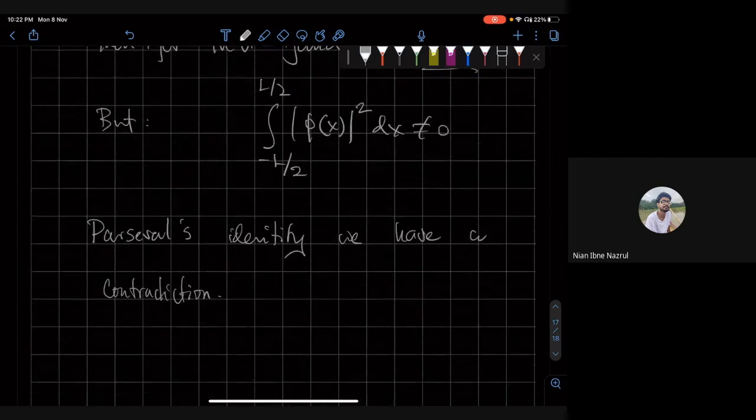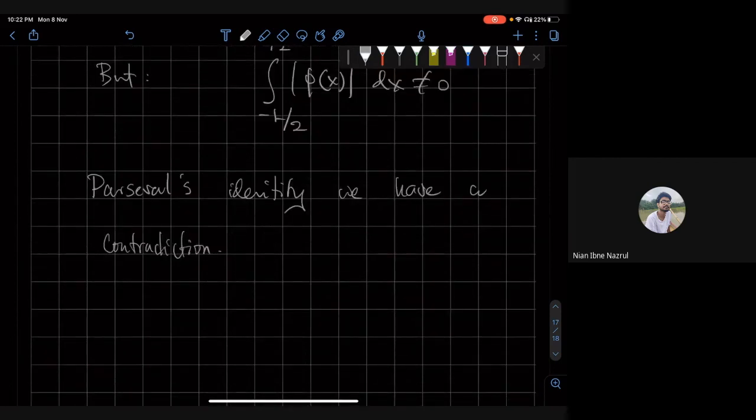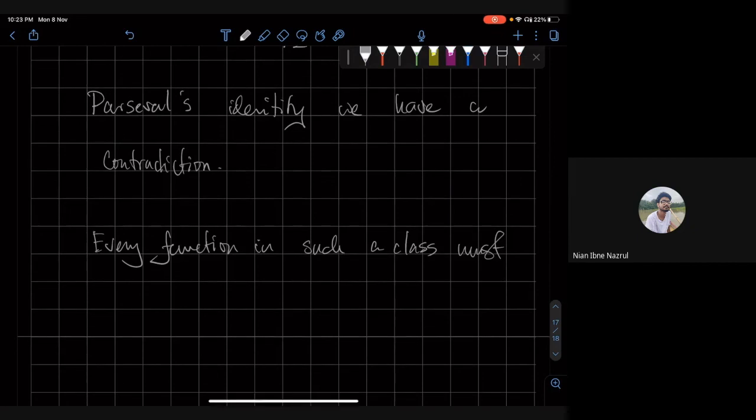So we conclude that every function in such a class must be expressible as a Fourier series.